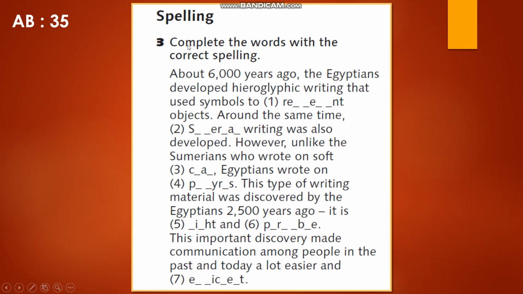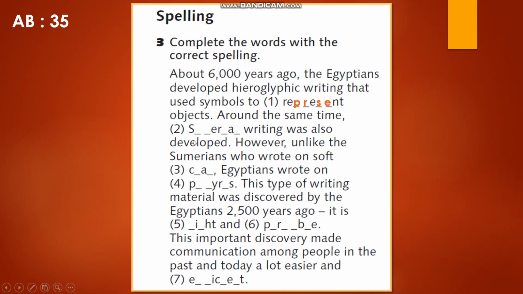We have the spelling. Complete the words with the correct spelling. خلينا نقرأ ونشوف الكلمات اللي كانت انذكرت معنا بالدرس. About 6,000 years ago, the Egyptians developed hieroglyphic writing that used symbols to... Now here we have objects. فإحنا حكينا إنه the symbols in the hieroglyphic represent the objects.